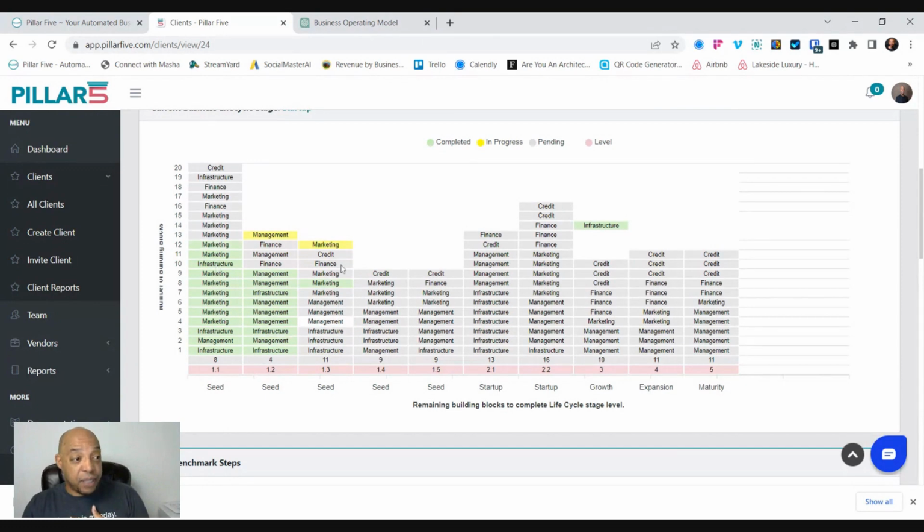Here are all of the steps that a business owner must go through in order to get their business to maturity. You want to build a big business? This is how you do it. You want to be a mom and pop local office that makes just a little bit of money a year?